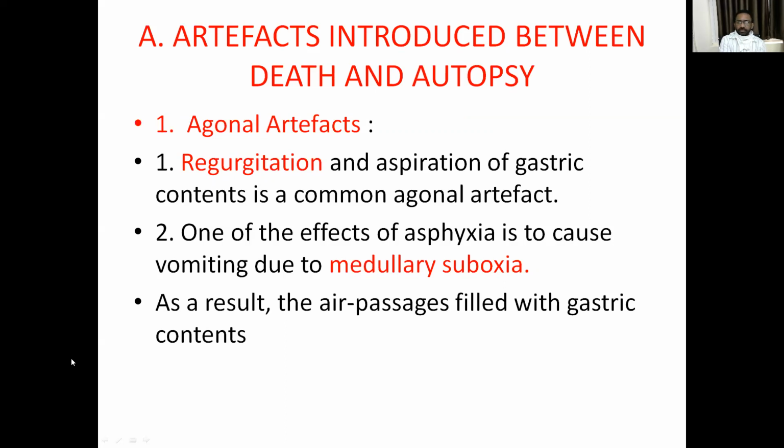Number one is regurgitation. During death, the gastric contents may regurgitate, and at the onset of asphyxia, if the cause of death is asphyxia, there is an anoxic stage of asphyxia, and this medullary anoxia causes some regurgitation of the gastric contents into the respiratory passages. This may be misinterpreted as original aspirated material into the lungs.